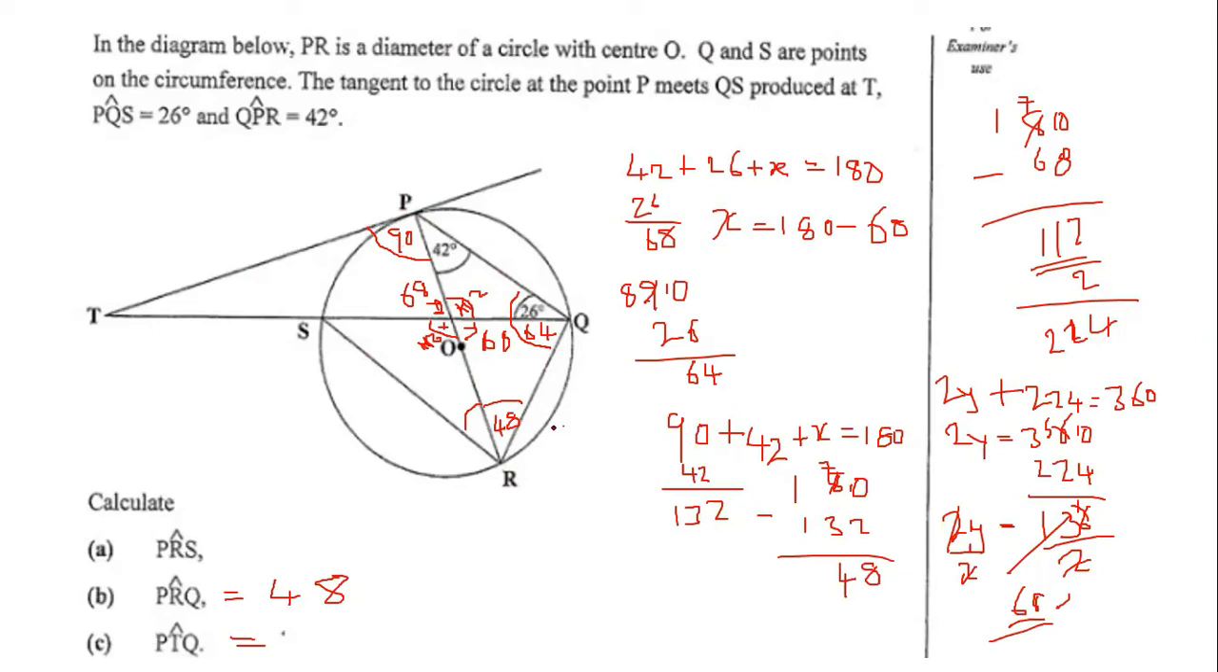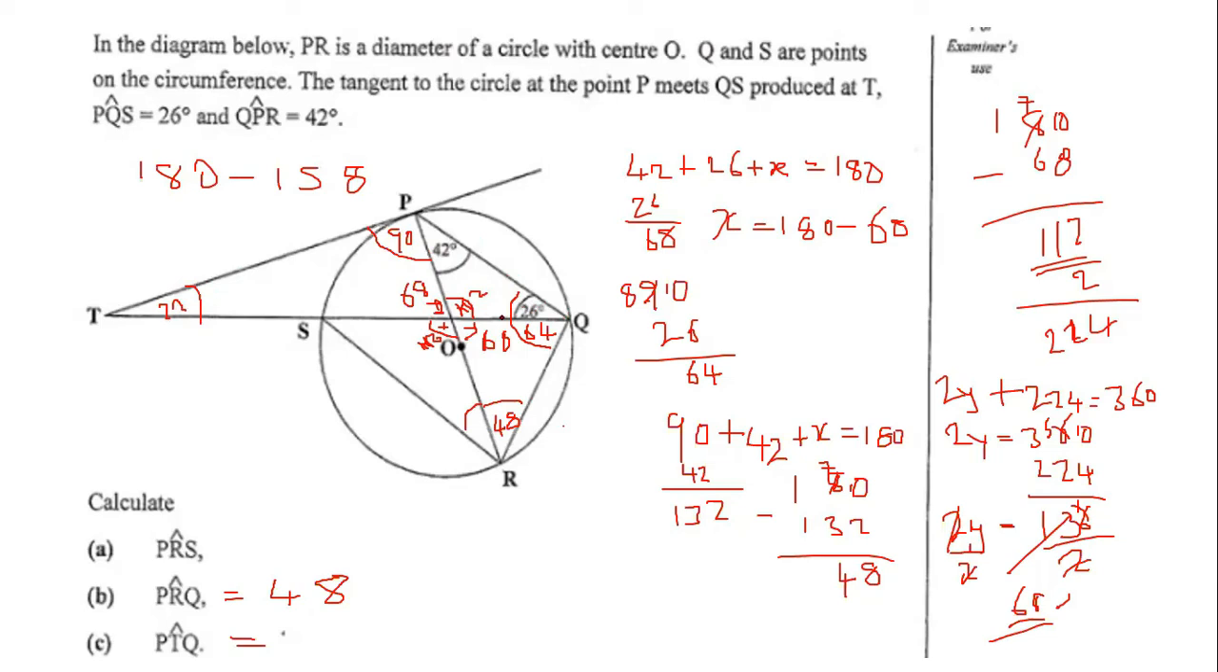So which means here we are going to add 90 plus 42 plus this 26. Then we add 90 plus 42 plus 26, which is giving us 158. So meaning to find this angle here, we are simply saying 180 minus 158. And the value here is going to give us 22 degrees. So we have found this one, 22.